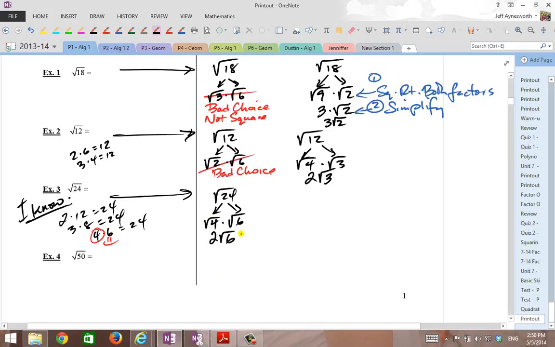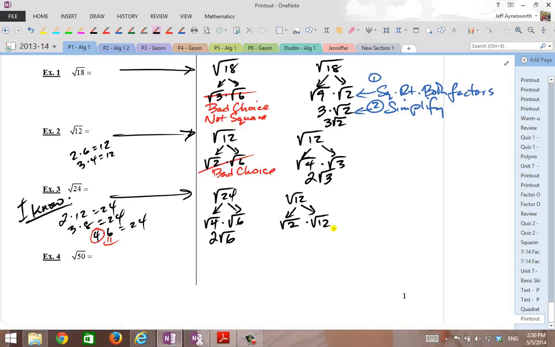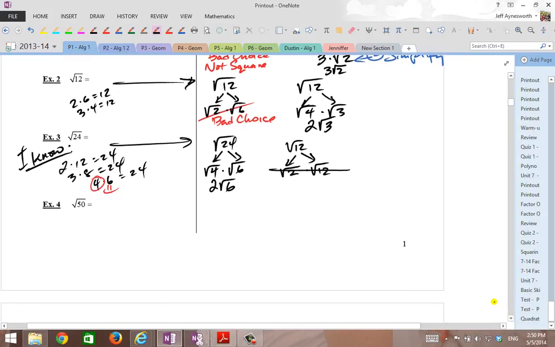Now, if you did use the 2 and 12 as factors, you could do it like this, I suppose. You could split it up as the square root of 2 times the square root of 12. But I wouldn't do it like that. It's not a good choice. You'd have to keep on simplifying root 12, so I wouldn't even choose that. Let's just stay with what we did in the very beginning here.